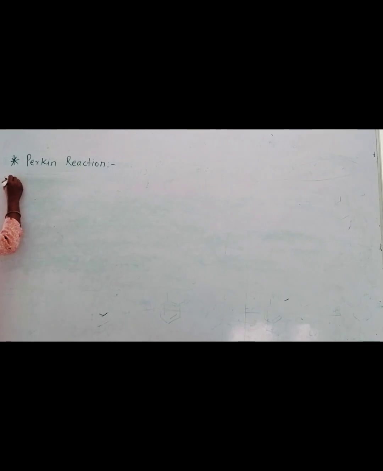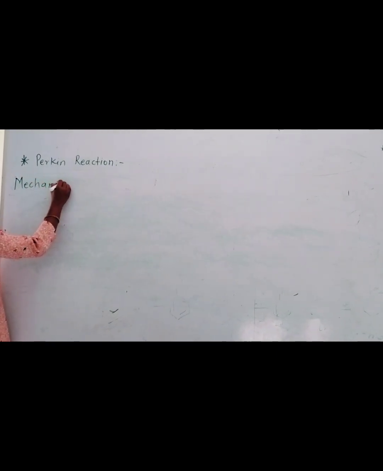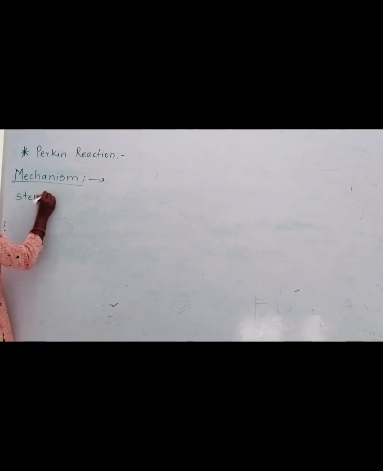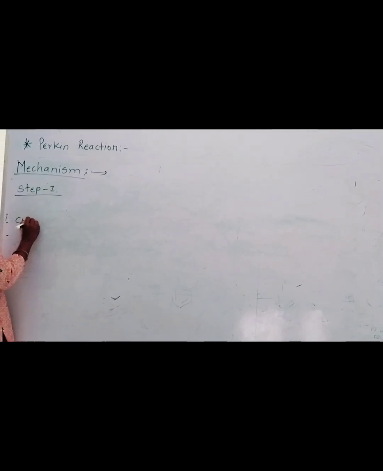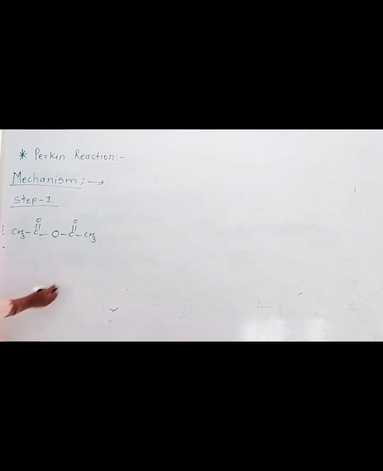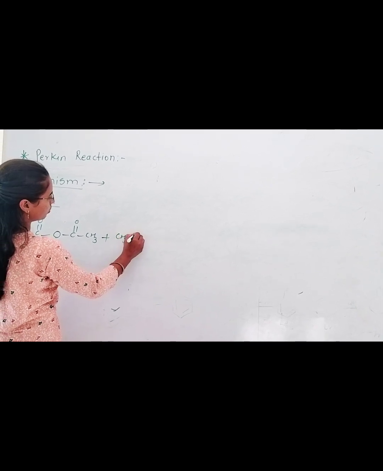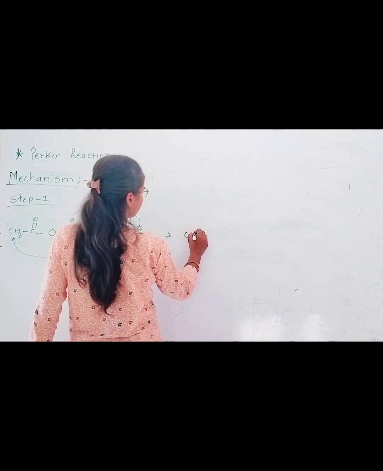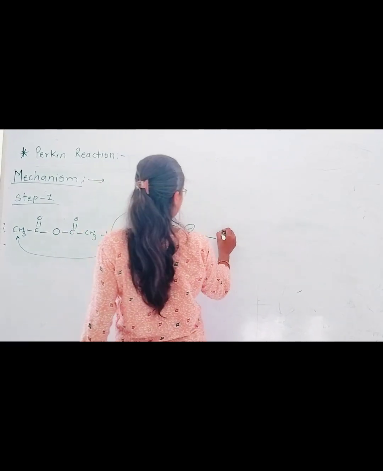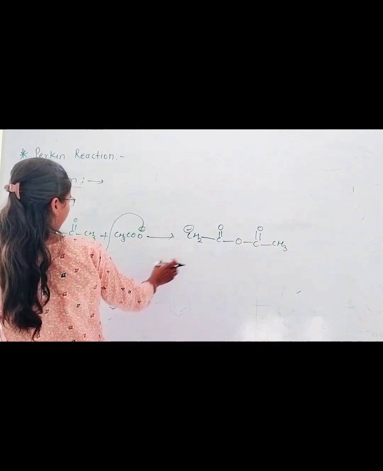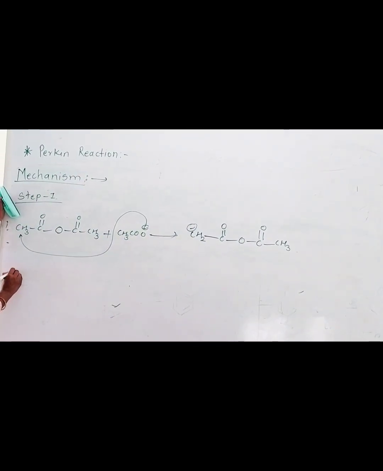Now the mechanism of this reaction. In the first step, this acid anhydride, CH3, C double bond O, C double bond O, CH3, loses an H to the acetate, CH3COO negative. So we have here CH2 negative, C double bond O, C double bond O, CH3. This product then attacks benzaldehyde in the second step.